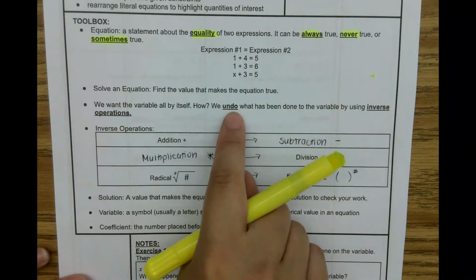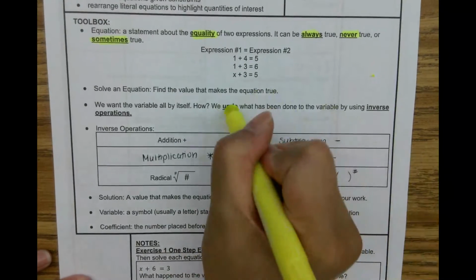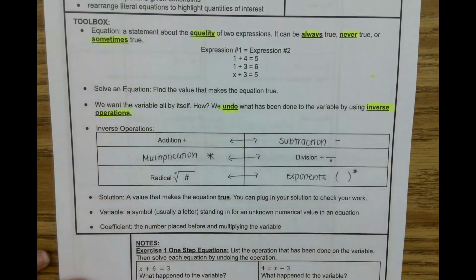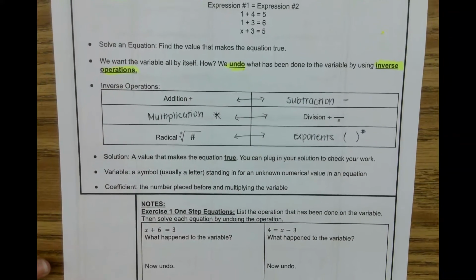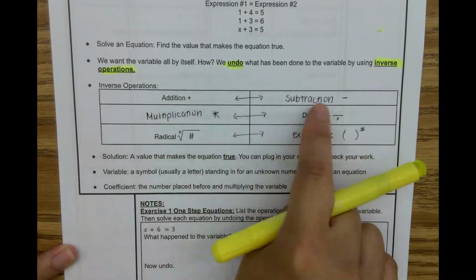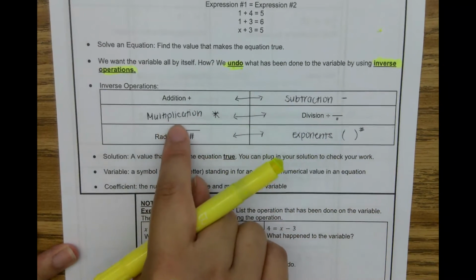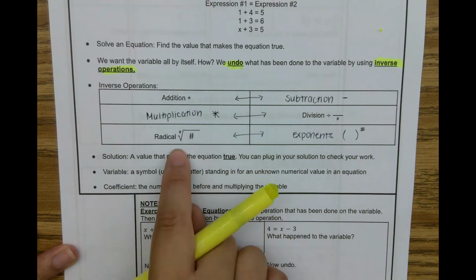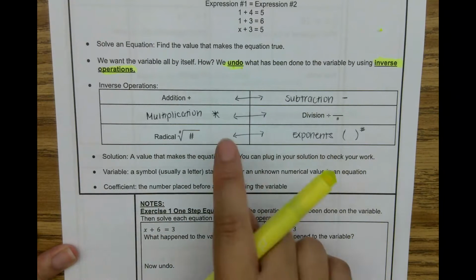We undo what has been done to the variable by using what we call inverse operations, right? And here are some examples of inverse operations. The inverse or opposite of addition is subtraction and vice versa. The inverse of multiplication is division and vice versa. The inverse of what we call a radical or a root is an exponent and vice versa.